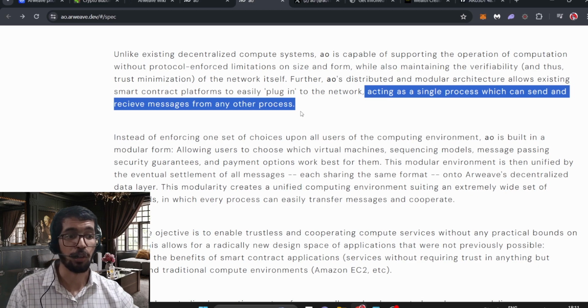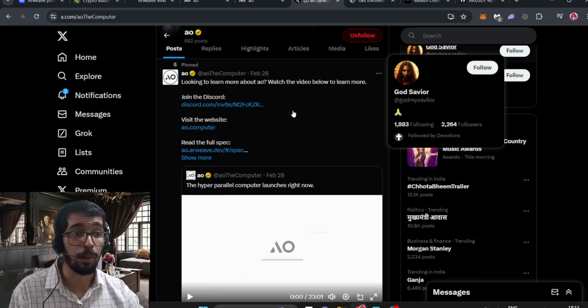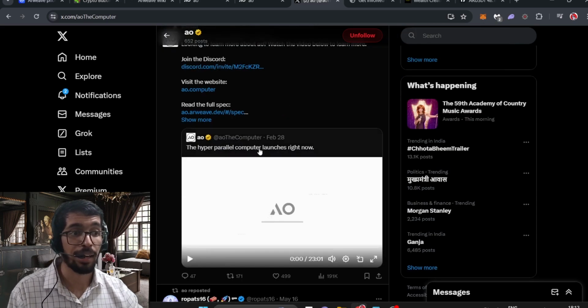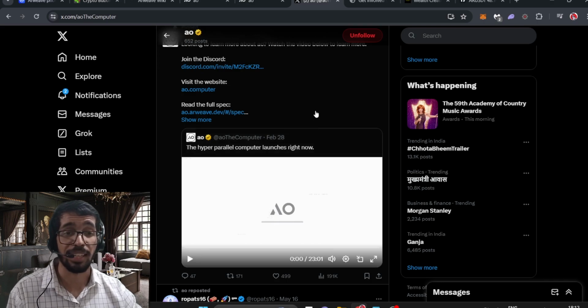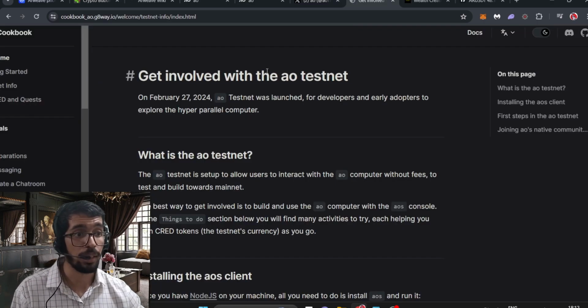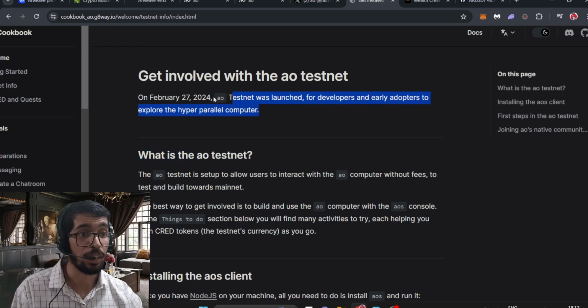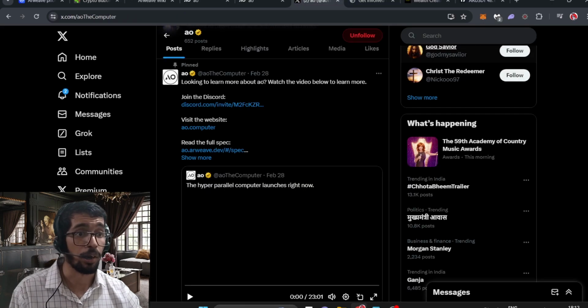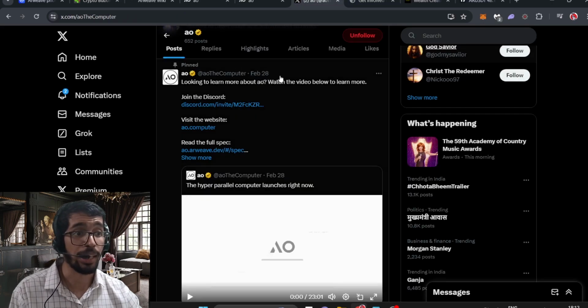What is AO in short? They released it on 28th February 2024. That's the time they launched the hyper parallel computer. Get involved with AO's testnet. On February 27, 2024, the testnet was launched for developers and early adopters to explore the hyper parallel computer. In short, the blogs and everything were released on the 27th, but on their account it was released on 28th February.